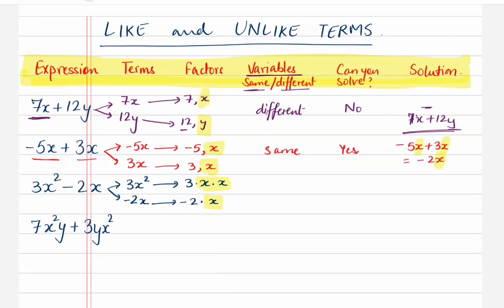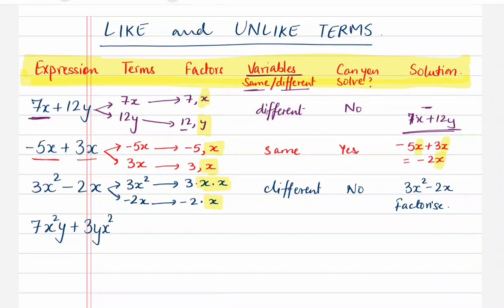These are not the same variables. X squared and x in itself are two different things, so they are different. Can you solve? No. So the answer is going to be 3x squared minus 2x. You can factorize it, that we will do in a different video. You can factorize. That means you can separate the factors or take something common, but you cannot solve it yet.